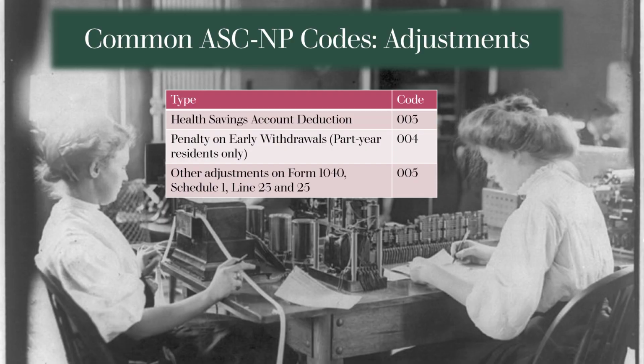Common adjustments are for health savings accounts, penalties on early withdrawals, which is only available for part year residents, and other adjustments from the 1040 Schedule 1, lines 23, which is for Archer MSA deductions, and 25, which includes a lot of other deductions, notably for us, jury duty pay.